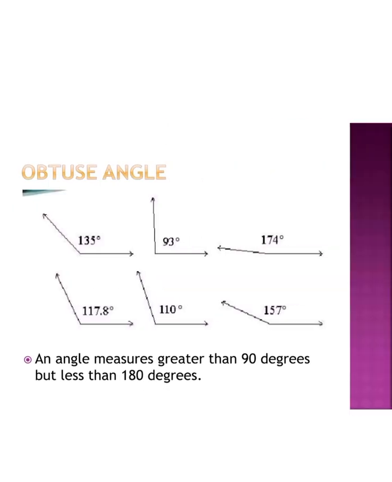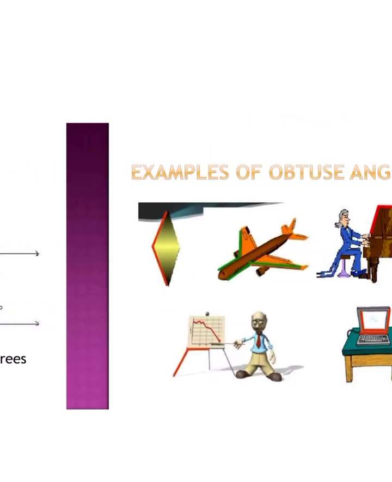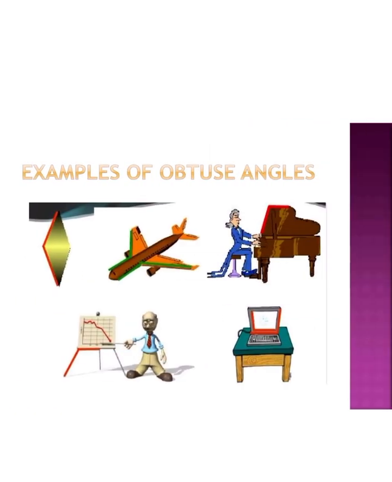Then comes the obtuse angle. Opposite to the acute angle, we have the obtuse angle. An angle that measures greater than 90 degree but less than 180 degree is termed an obtuse angle. Now, the first figure, which has 135 degree, is greater than 90 degree but less than 180 degree. These angles are called obtuse angles. Examples of obtuse angles are displayed on the screen.